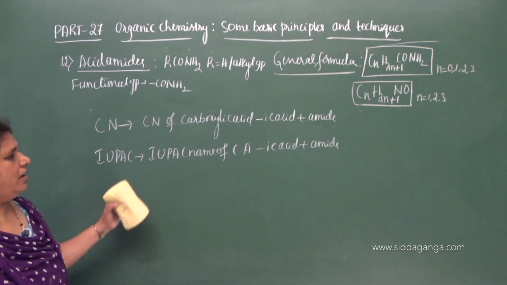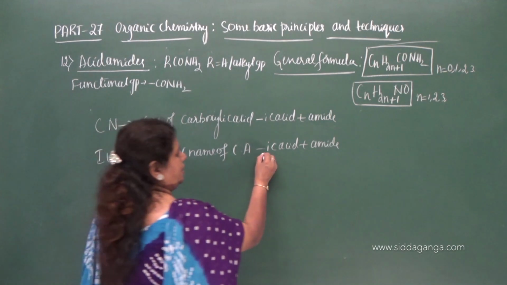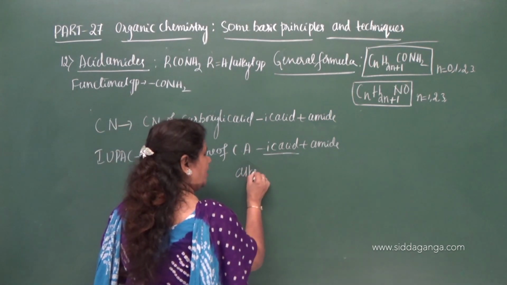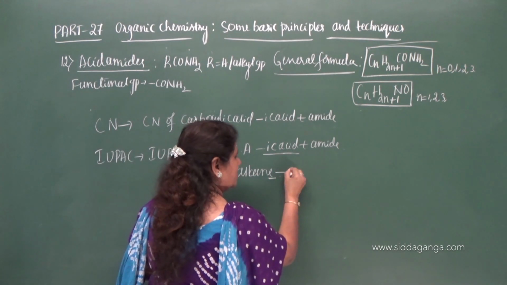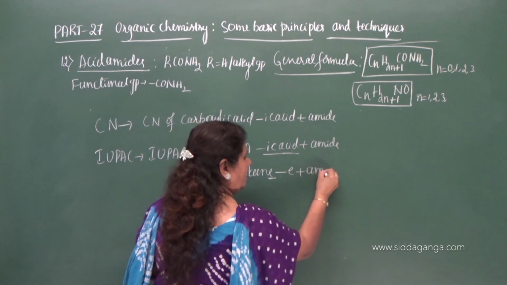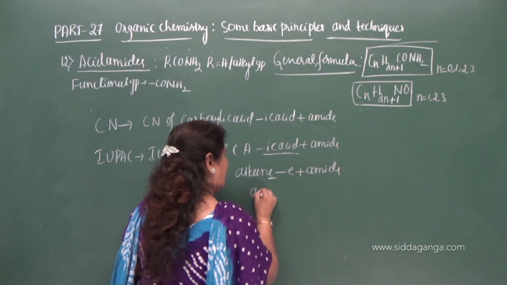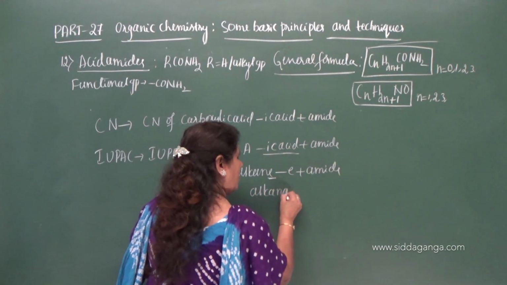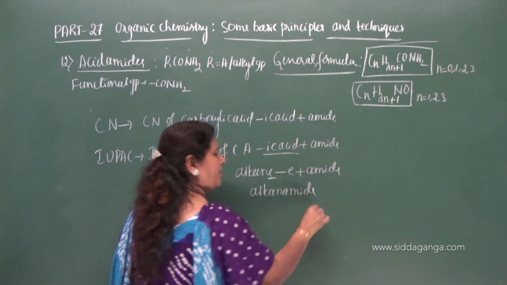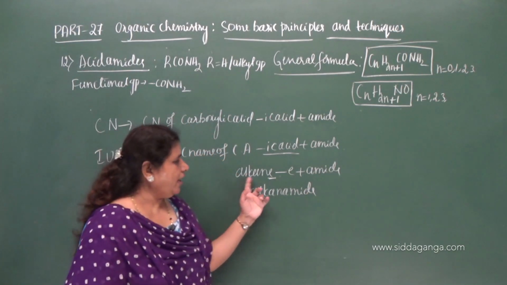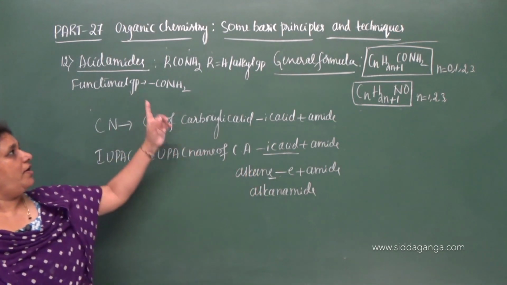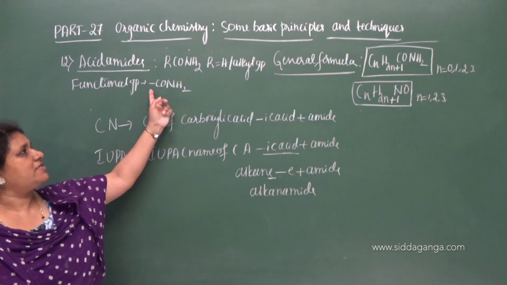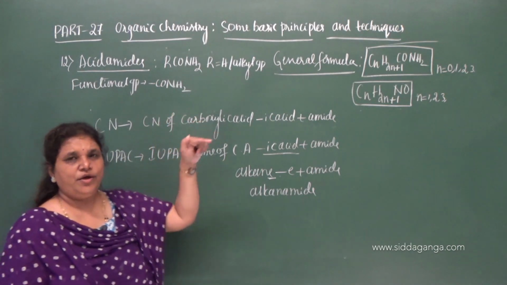So here, instead of ic acid, you can even take the name of the alkane. The terminal E of the alkane is removed and it is replaced by amide. Then what you get? Alkanamide. And it is very simple. So while giving the name of an alkane, you have to consider the carbon atom present in a functional group in the root word.